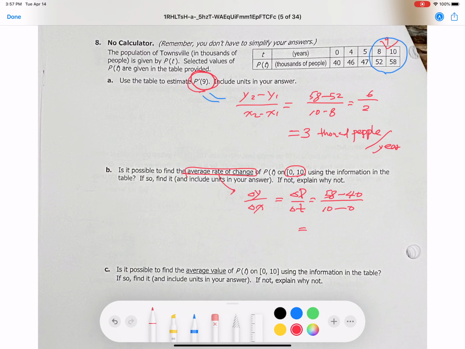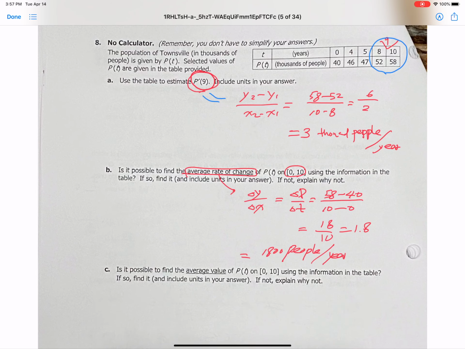So what is that? 18 over 10, which is 1.8. That means 1,800 people. It's increased, right, per year. So 1.8 thousand means 1,800 people per year. That's the answer of B.